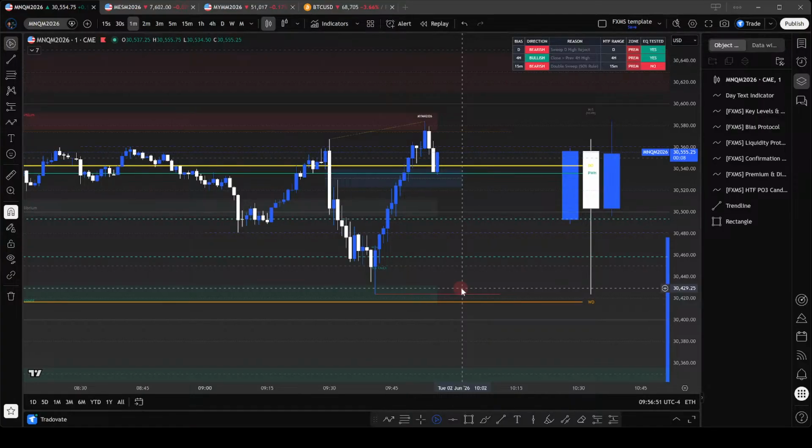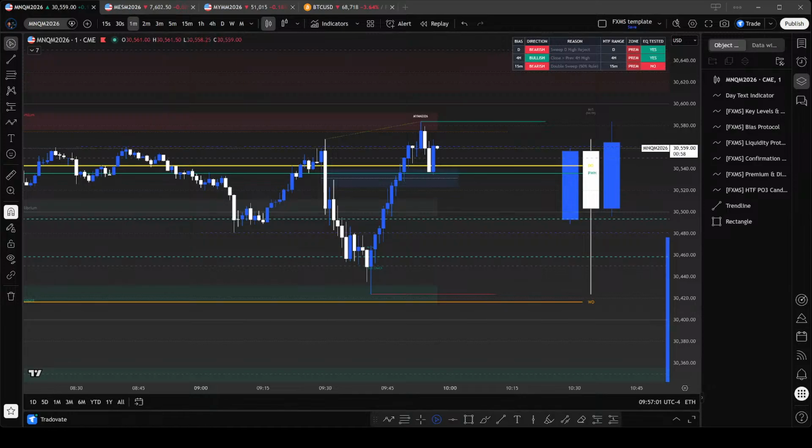So let's see. We need to see a very strong rejection from this high here that we just took. Otherwise we'll retake it and we'll go back up.